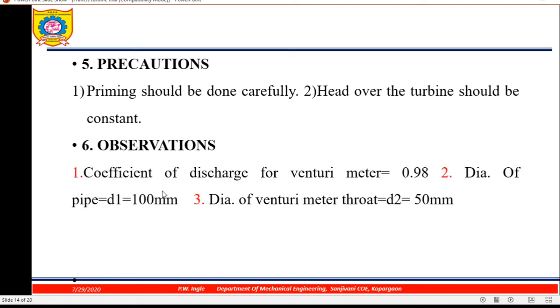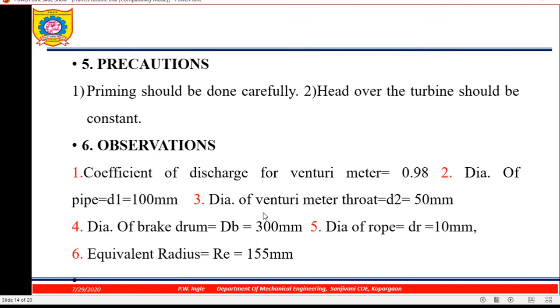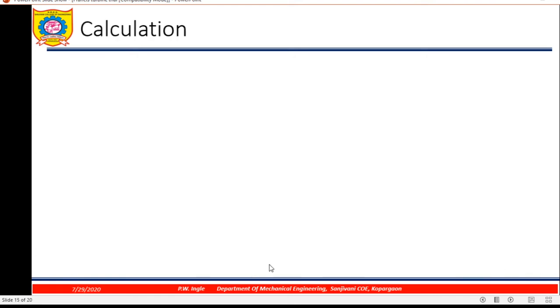The observations: coefficient of discharge for the venturimeter is 0.98. Diameter of pipe is 100 mm. Diameter of venturimeter throat is 50 mm. Diameter of brake drum is 300 mm. Diameter of rope is 10 mm and equivalent radius is 155 mm.